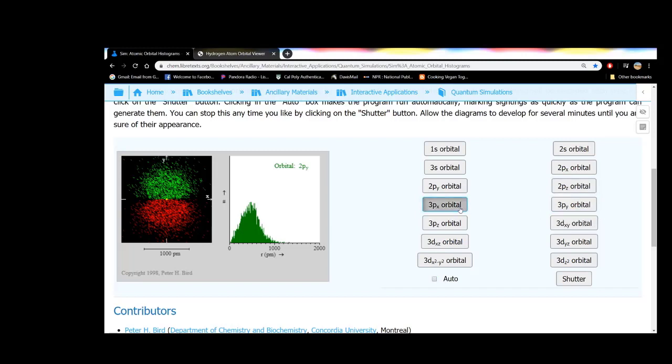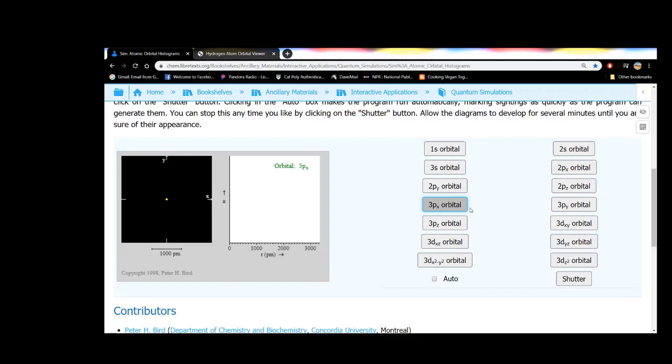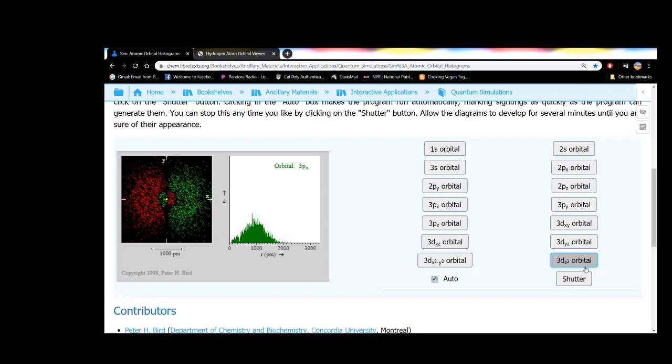If we go to 3p, so now we're going to n equals 3, l equals 1. Here, we're going to get 2 peaks. It turns out that the number of peaks we get is n minus l. Our n value in this case is 3. Our l value is 1. 3 minus 1 is 2. We get 2 peaks. Of course, our n value went up, so we see that our radius is further away from the nucleus, and it's also a broader distribution.